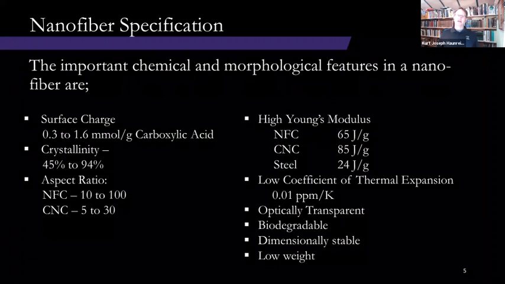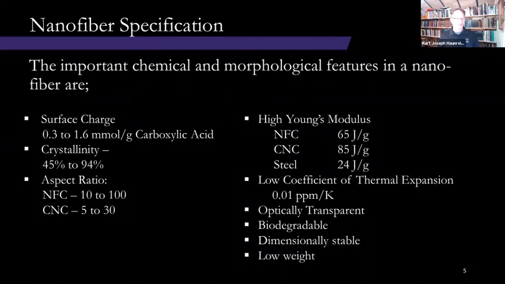Other features are that it's dimensionally stable. It doesn't change size. You're not going to continue to break it down unless you deal with it mechanically or chemically. It's optically transparent. It's biodegradable, and one thing I didn't mention, it's also biocompatible with other cellulose. It's a cellulose product, so if you're looking at other composites that are based on biomass, you've got a nice material that you can plug in. And last, it's low weight. Steel's a pretty heavy material. This is a low weight material, so if you add it to your composites, you're potentially not adding a tremendous amount of weight. And that can be cost.